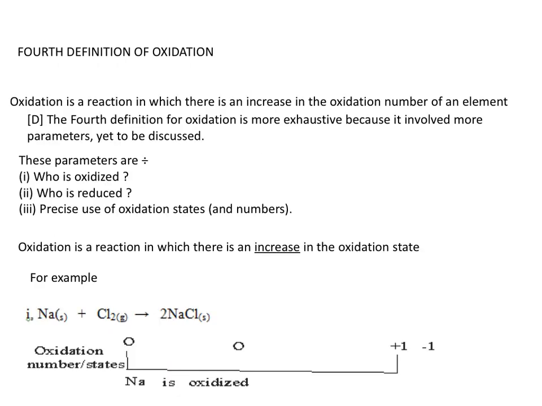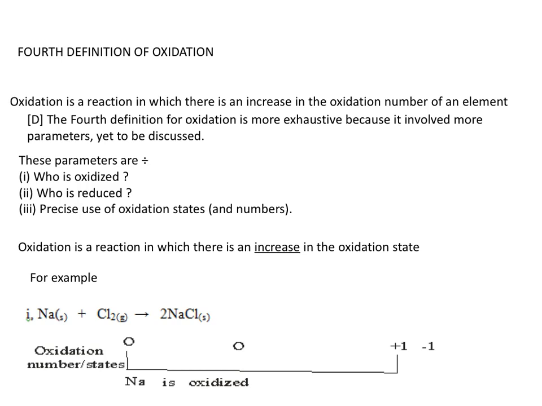Fourth definition of oxidation. Oxidation is a reaction in which there is an increase in the oxidation number of an element. The parameters to consider when dealing with oxidation reactions is you have to find out which of the elements is oxidized, which of them is reduced, and then you also have precise use of oxidation states, that's oxidation numbers. Oxidation is a reaction in which there is increase in the oxidation state.